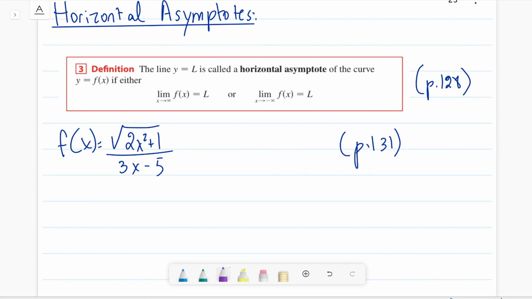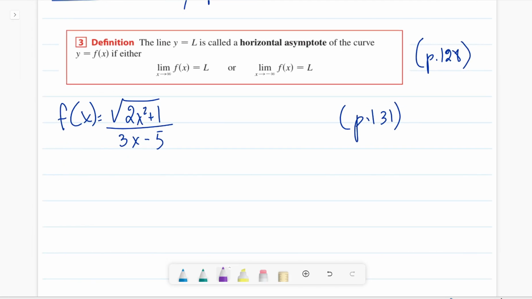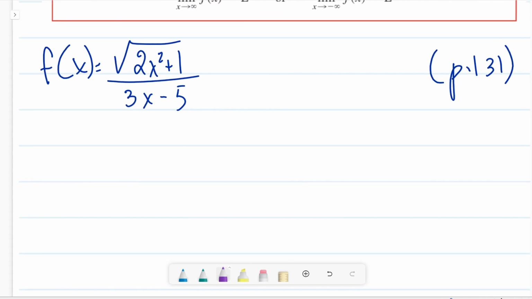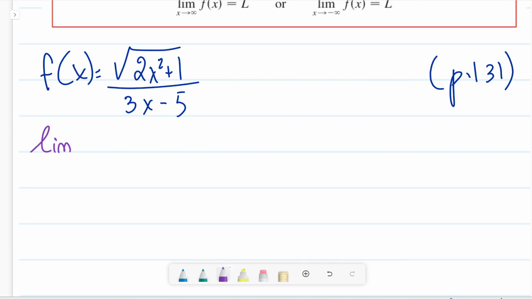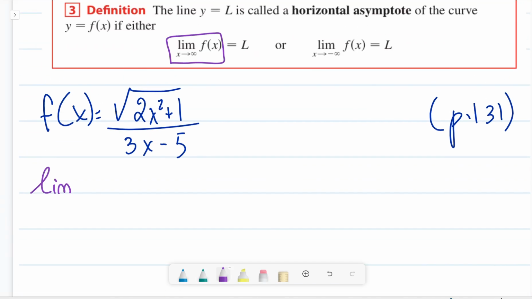We have the function f of x equals square root of 2x squared plus 1 divided by 3x minus 5. So, let's take the limit, as the definition says, limit as x approaches infinity of f of x. Now, what should we do in such a case? Let's first plug in to see what we get.